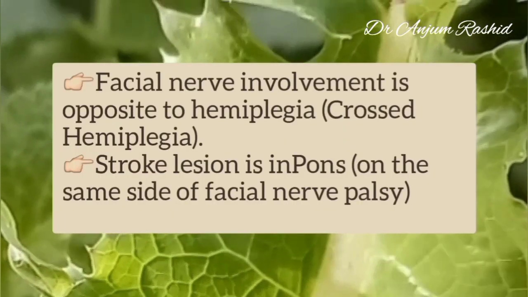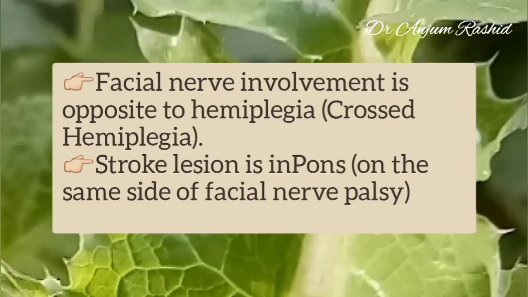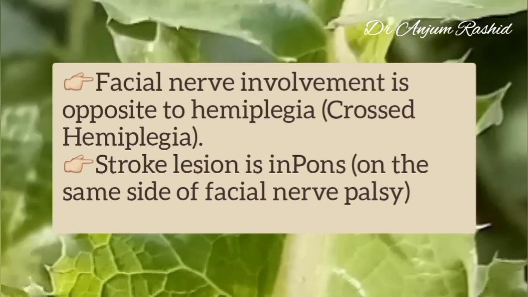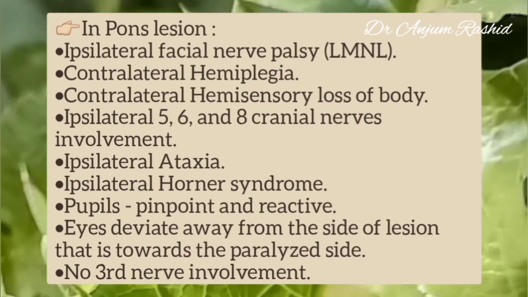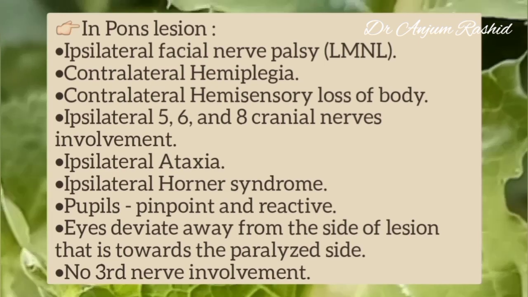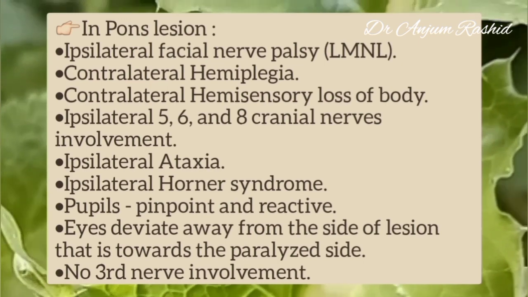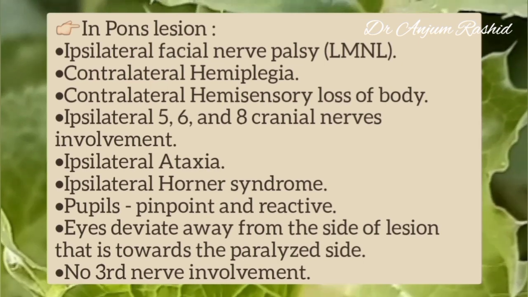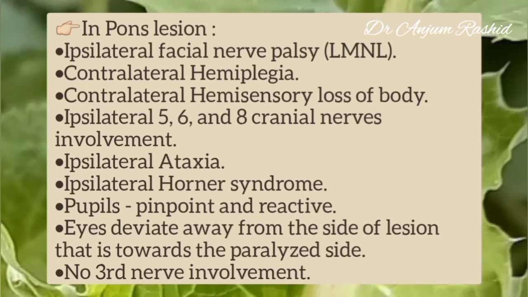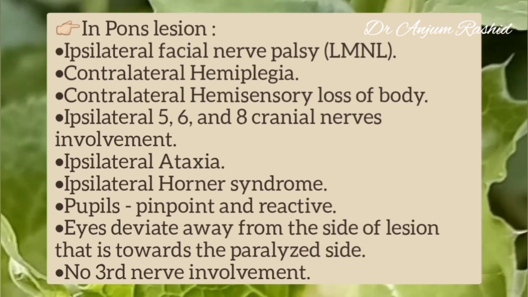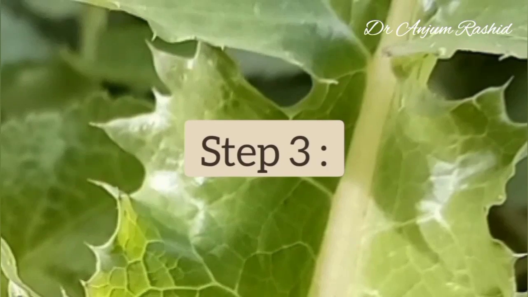Now step 2. Facial nerve involvement is opposite to hemiplegia, that is there is crossed hemiplegia. Stroke lesion is in the pons on the same side of the facial nerve palsy. Now in the lesion of pons, there is ipsilateral facial nerve palsy, that is lower motor neuron lesion, contralateral hemiplegia, contralateral hemisensory loss of the body, ipsilateral 5, 6 and 8 cranial nerves involvement, ipsilateral Horner syndrome, pupils are pinpoint and reactive, eyes deviate away from the site of lesion, that is towards the paralyzed site, and there is no third nerve involvement.